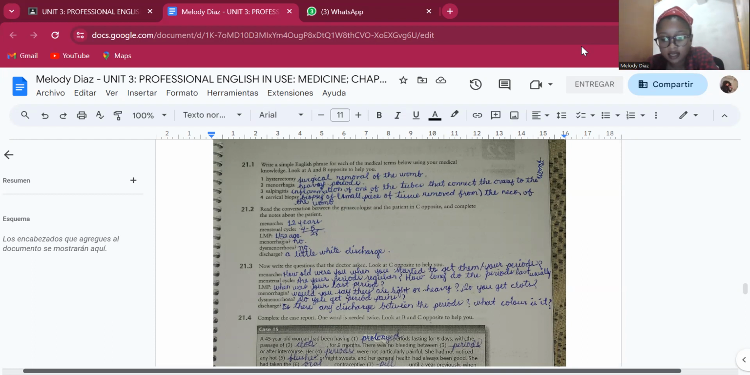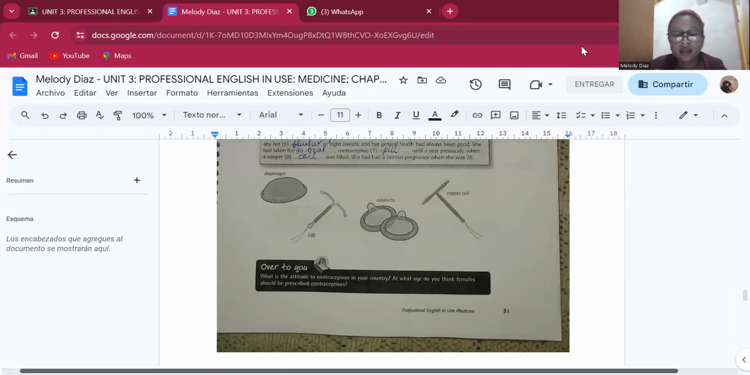She had taken the oral contraceptive pill until a year previously, when a copper coil was fitted. She had a normal pregnancy when she was 25. Diaphragm, IUD, condoms, copper coil.